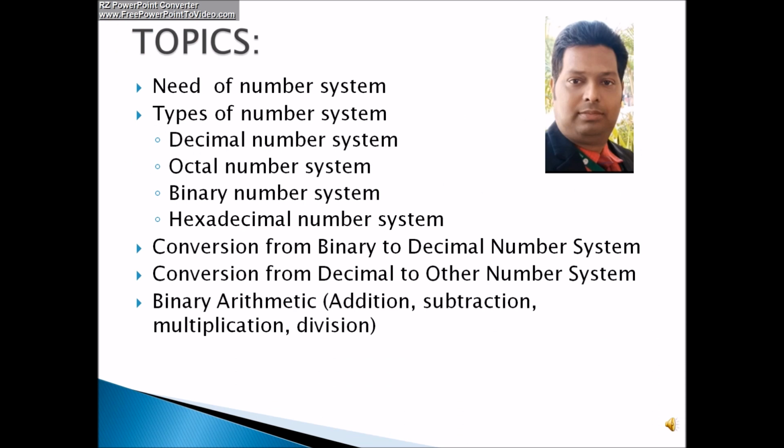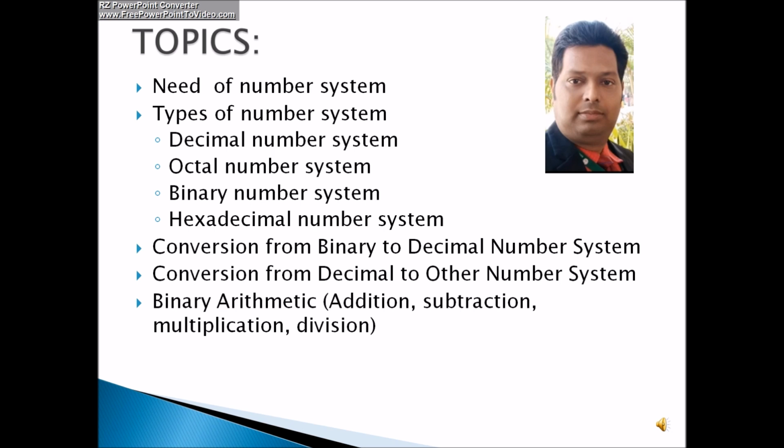Now in this slide, we will understand the various topics which are going to be explained. First one is need of number system. Second one is types of number system, and its subcategories are decimal number system, octal number system, binary number system, hexadecimal number system. Then conversion from binary to decimal number system. Up to here this is part 1, and next week part 2 will include conversion from decimal to other number system and binary arithmetic: addition, subtraction, multiplication and division.